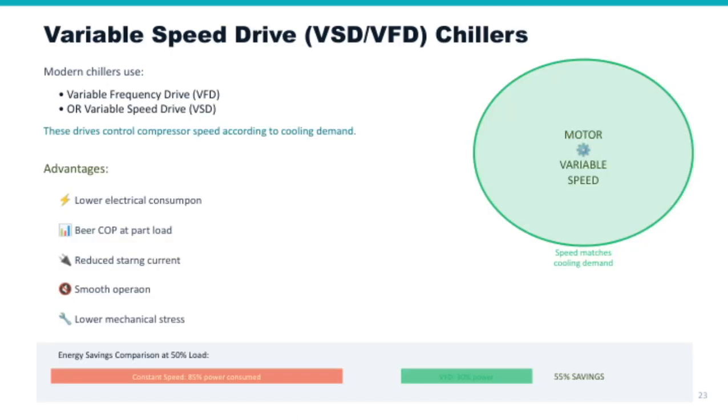Let's talk about energy savings with variable speed drives, or VSDs. At half load, a VFD uses just 30% of power, compared to 85% for a constant speed system. That's a huge 55% savings.